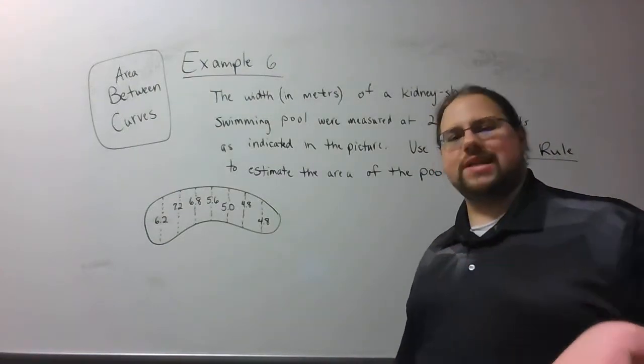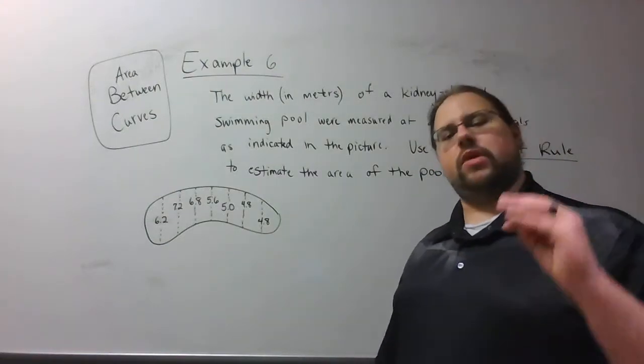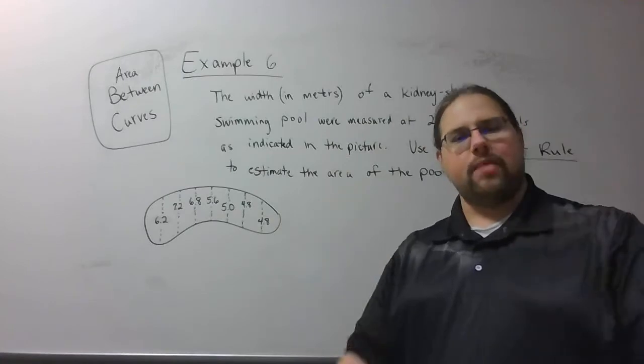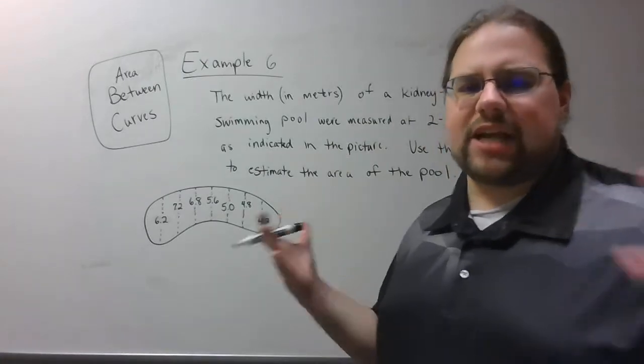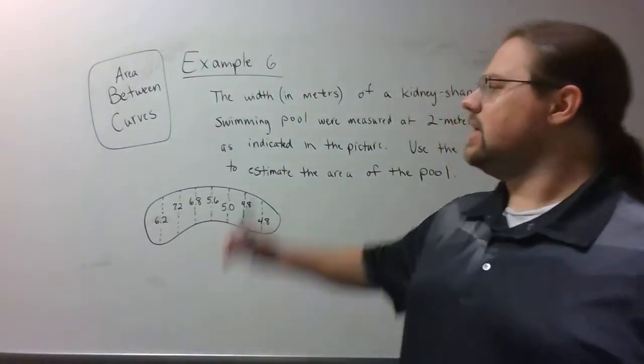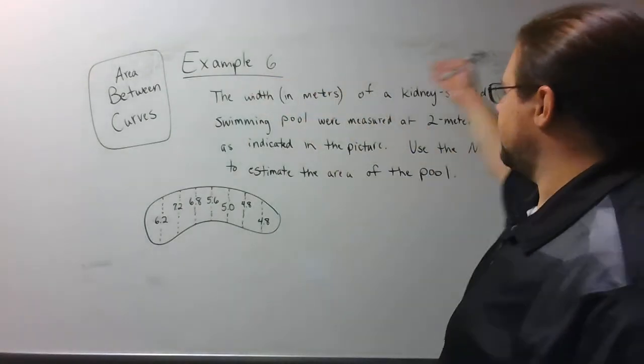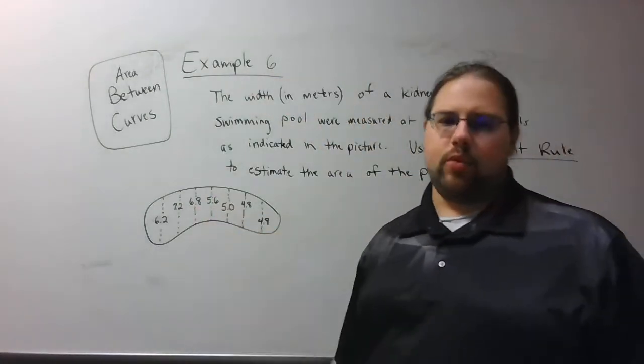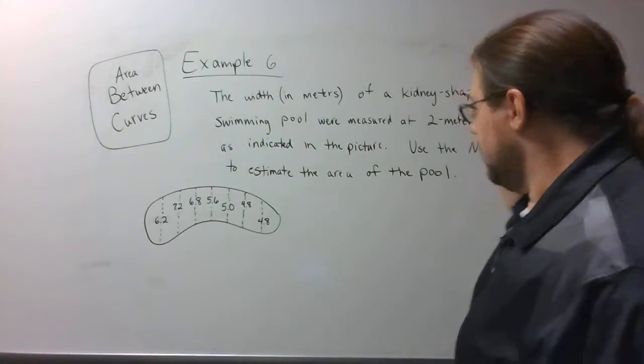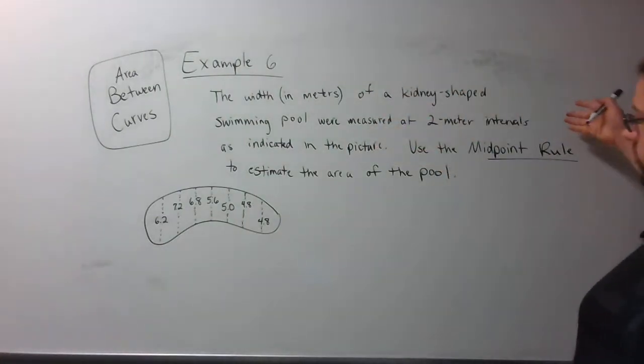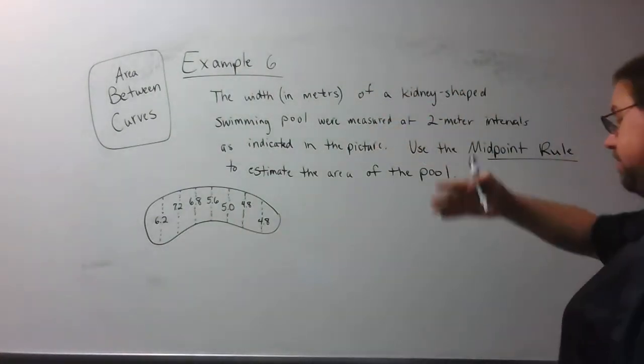Alright, so I'm going to do one more example of area between curves, and I really wanted to do this one because it is a word problem, and the other thing is it doesn't actually give me any functions to work with. So, in this example, we're going to find the width in meters of a kidney-shaped pool. There's my kidney-shaped pool. Yes, I'm terrible at drawing. So, it's measured in 2 meter intervals as indicated in the picture.